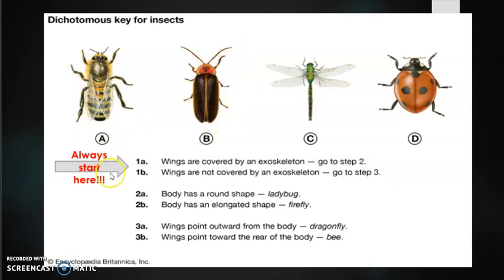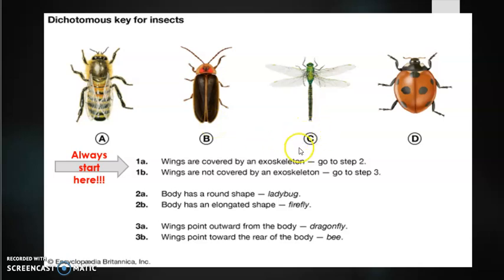However, we're going to start back up at the top with A. Are the wings covered by an exoskeleton or not covered by an exoskeleton? I can't see his wings. They're underneath this shell part. So I am going to go to step 2. Does the body have a round shape or an elongated shape? I would say it's elongated, so that is my firefly.